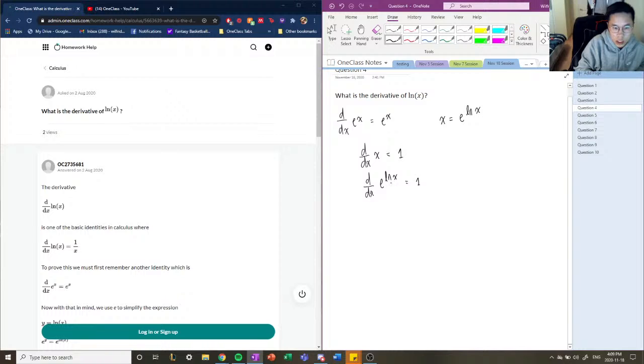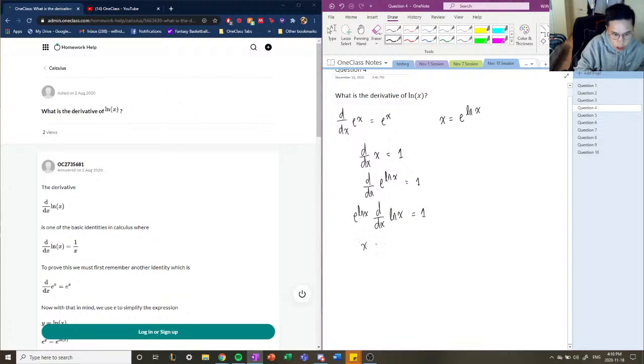So this is technically a chain rule, right? And we know that the derivative of e to the x, or e to whatever function of the power, is equal to just e to the whatever power, right? So if we use our chain rule here, we'll get e^(ln x). And now we need to derive the inside function, right? Which is going to be the derivative of ln x. But we also know that e^(ln x) equals x.